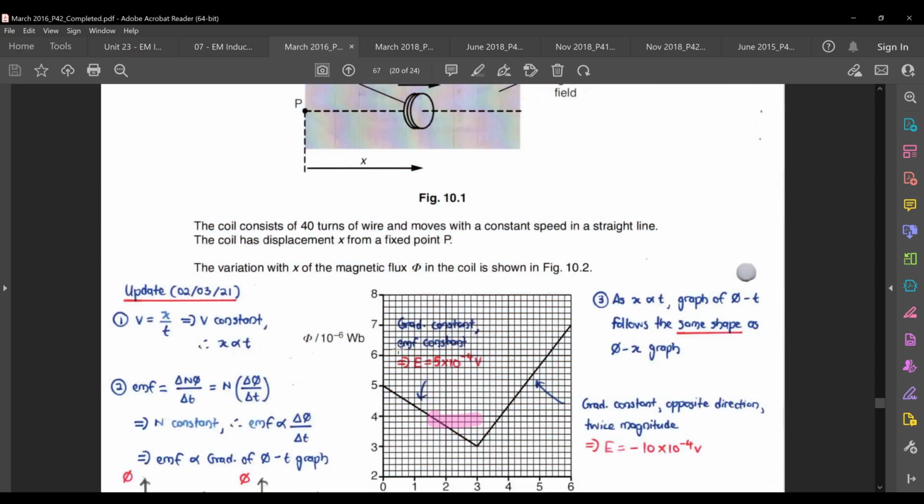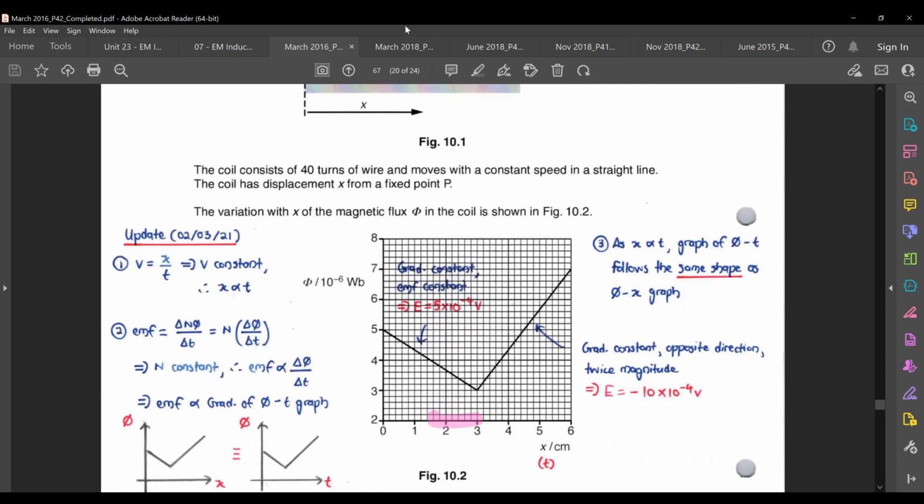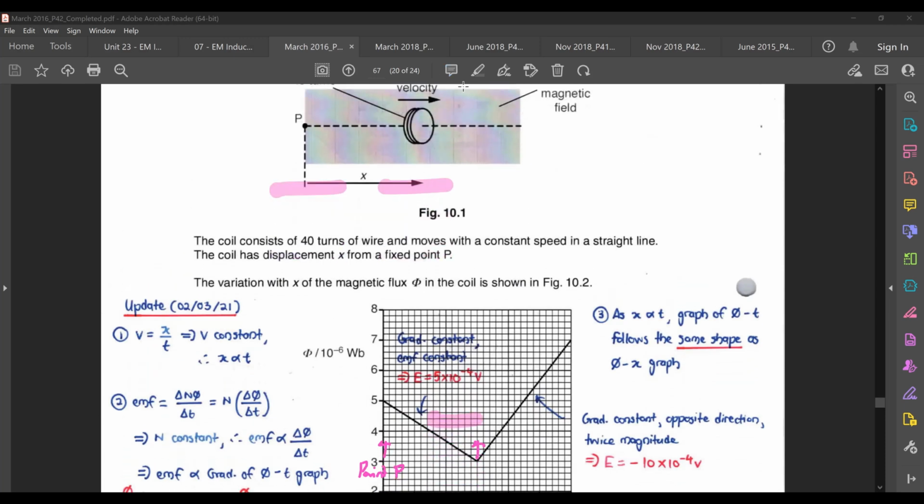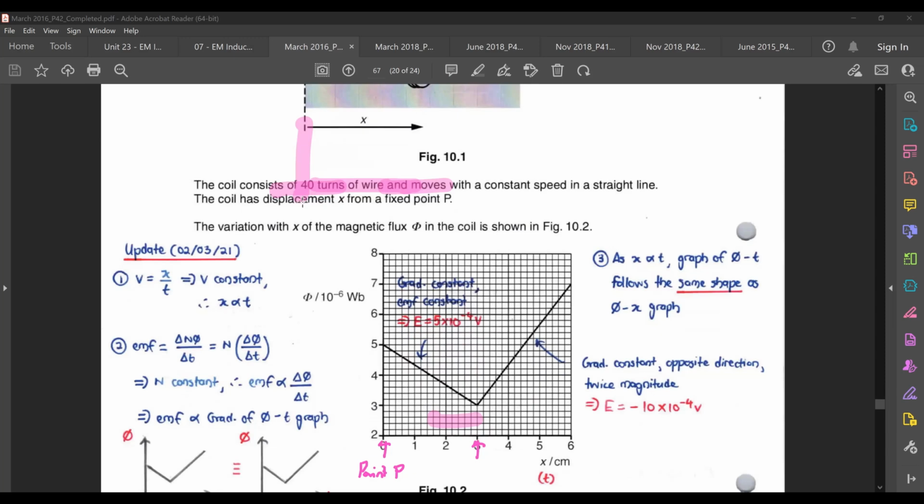So x equals 3 centimeter is right over here. Point P is going to be here. This is where point P actually was, because they told you that your displacement x is measured from point P. You can see from the diagram itself that if this is point P, x is measured from point P. So where x is 0, that is where point P is.